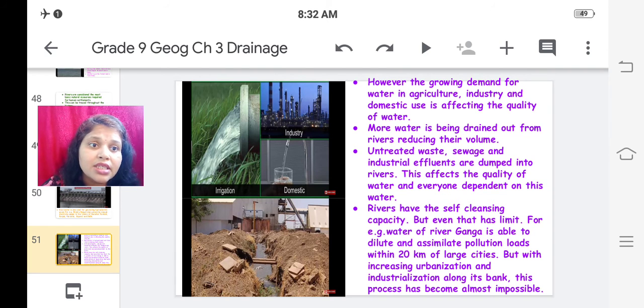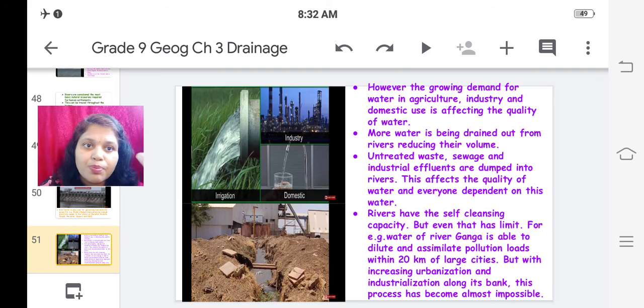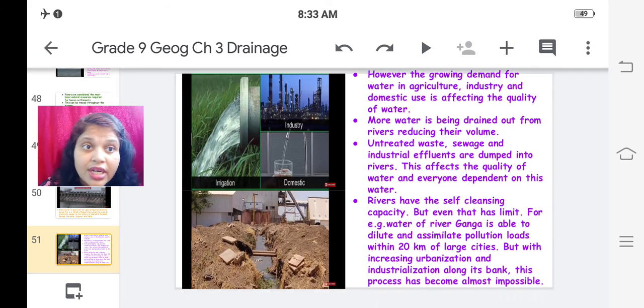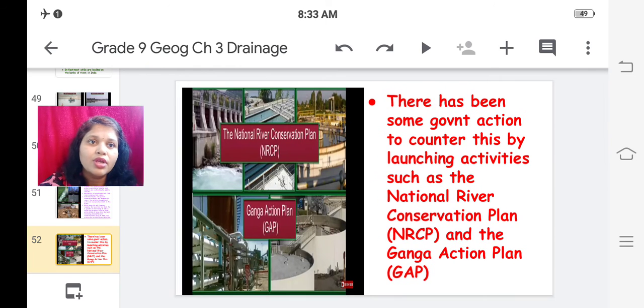What those cities do is just throw dirty things, garbage, industrial waste, everything into the Ganga river. But with increasing urbanization and industrialization along its bank, this process has become almost impossible. So even river Ganga is not able to clean itself.